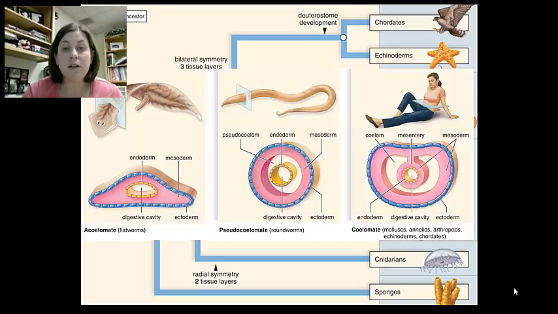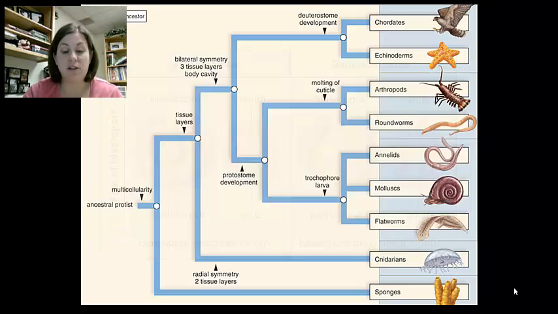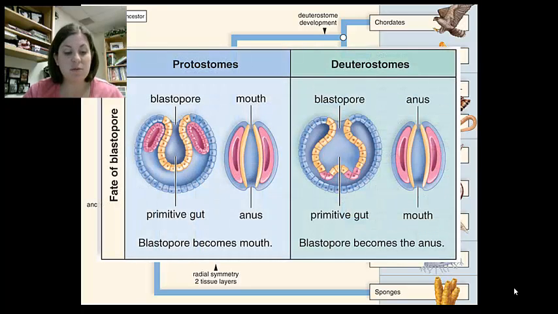Now, during early development in most animals, a hollow ball of cells called a blastula is formed. Now, this blastula will start to fold inward and it creates an opening. This opening is called the blastopore.